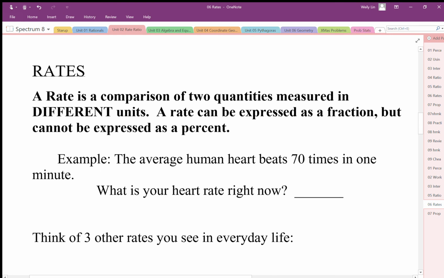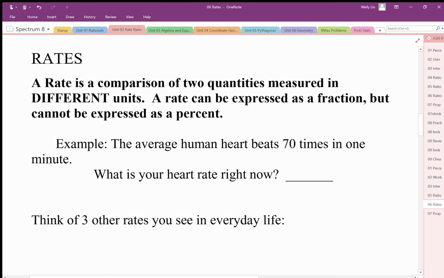So a rate, what is a rate? A rate is a comparison of two quantities, and we're using different units. Okay, so we can express it as a fraction, we can express it as a unit rate. So the average human heart beats 70 times in 1 minute. What I would like you to do is take your heart rate right now. So I want you to do it for 15 seconds. Okay, so I'm going to pause the video and I want you to take your heart rate for 15 seconds and convert that to a rate per minute.